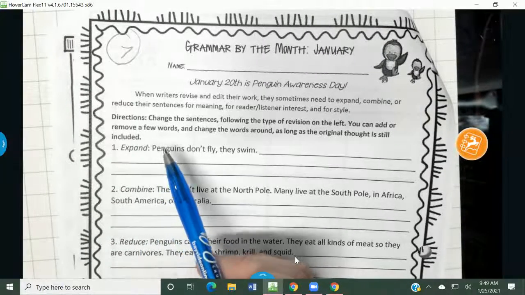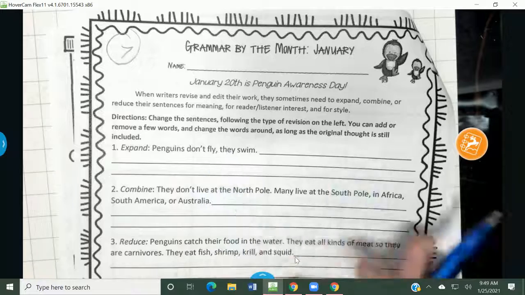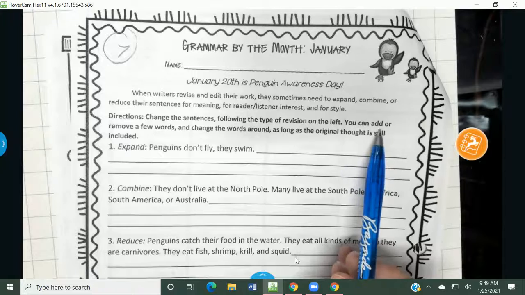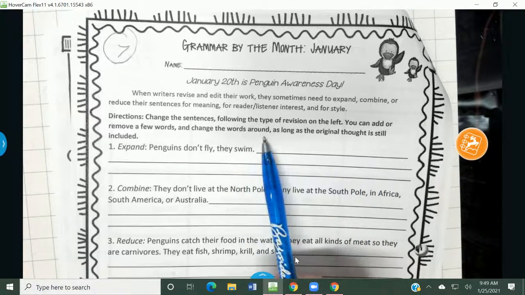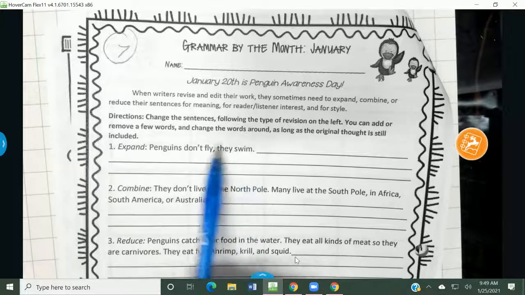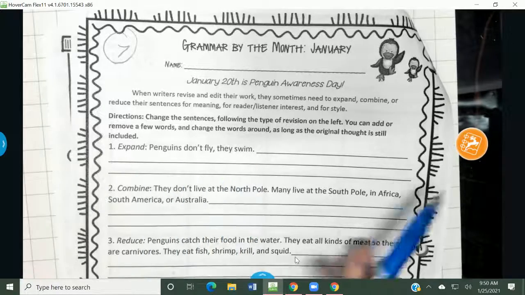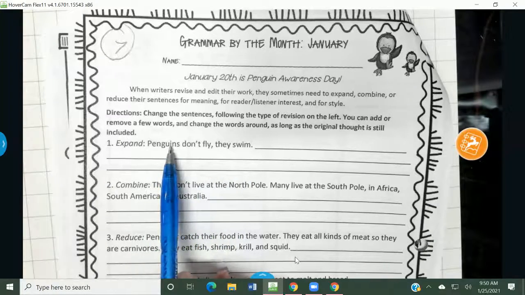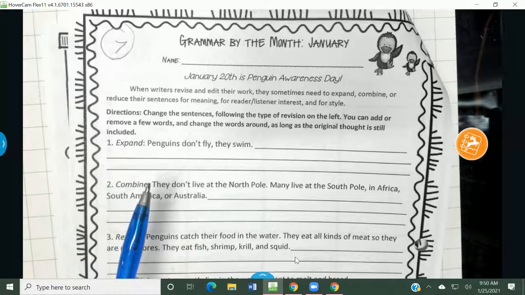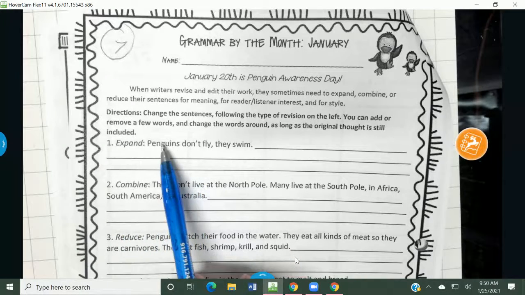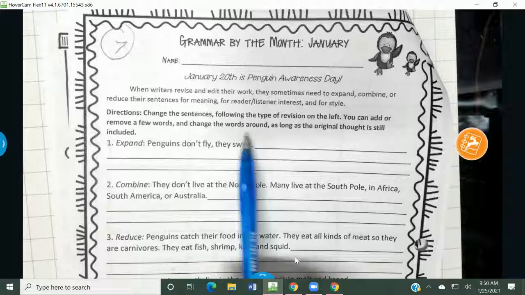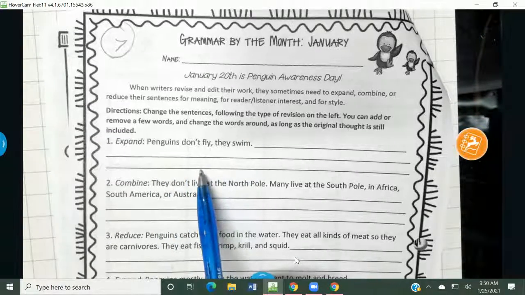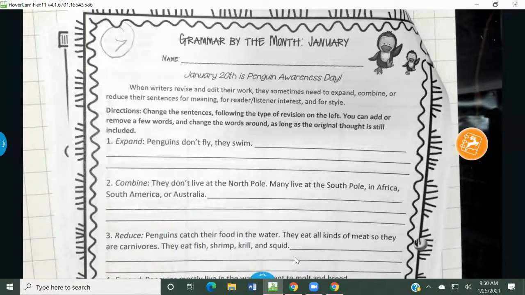So it wants me to expand on this word. So it says that if it wants you to expand it, you can add words, you can change them around, but we need to make sure that this information stays the same. So here's an example of how to expand a sentence. This sentence says that penguins don't fly, they swim. How can I expand it so it's not just such a short, boring sentence? I need to keep this information, but I think I could add in some words and make it a juicier sentence. So here's how we're going to do that.